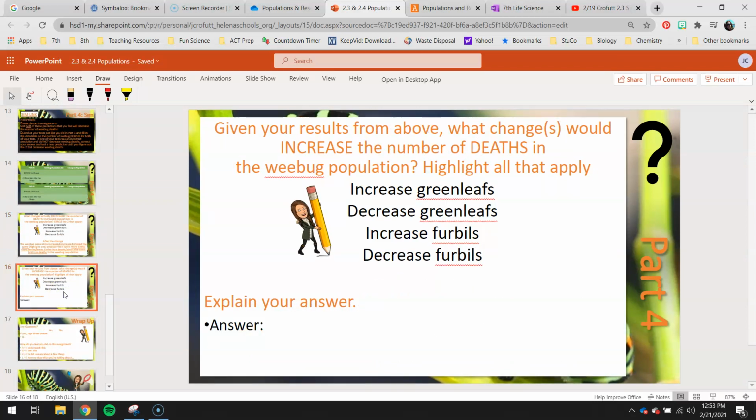And given your results from above, what changes would increase the number of deaths? So we'd have more dying than being born in the WeBug population. So you don't actually have to test this one. You're just making a prediction based on what you guys just learned.